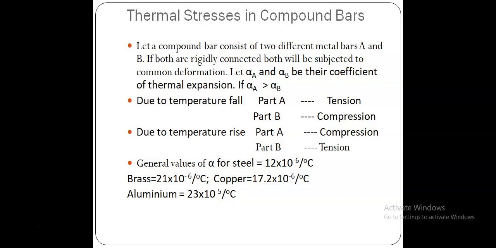in the composite bar. Because the alpha value is not the same for both materials, the stresses change. Alpha for steel is equal to 12 into 10 power minus 6 per degree Celsius, brass is 21 into 10 power minus 6 per degree Celsius, copper is 17.2 into 10 power minus 6 per degree Celsius, and aluminum is 23 into 10 power minus 5 per degree Celsius.